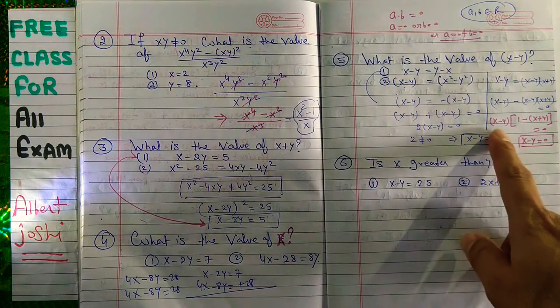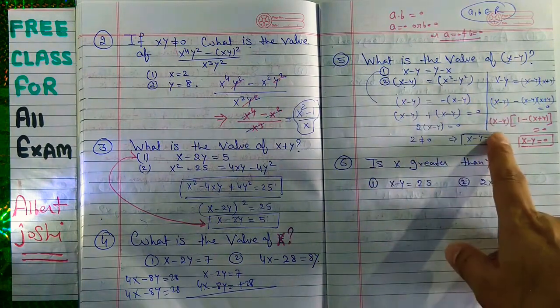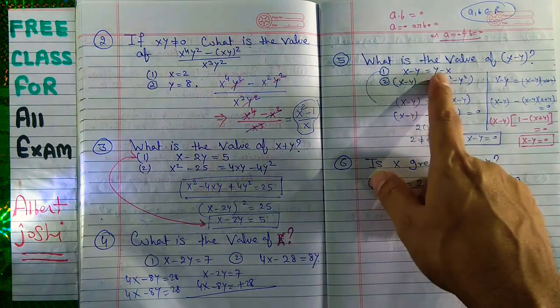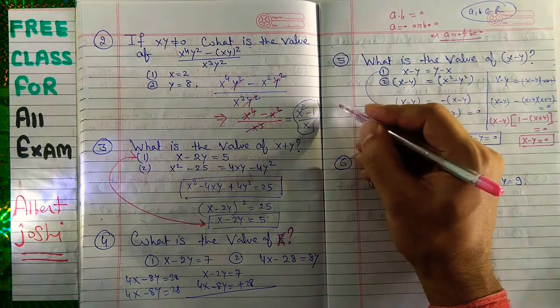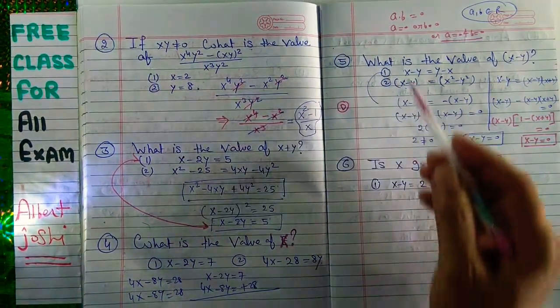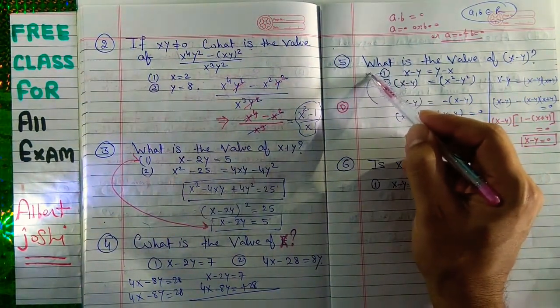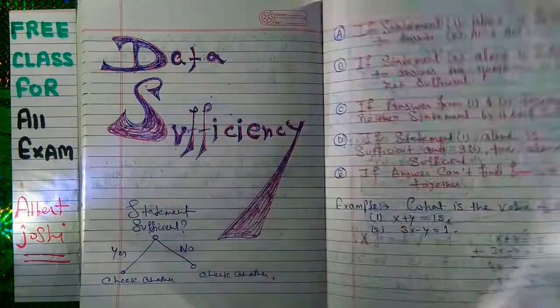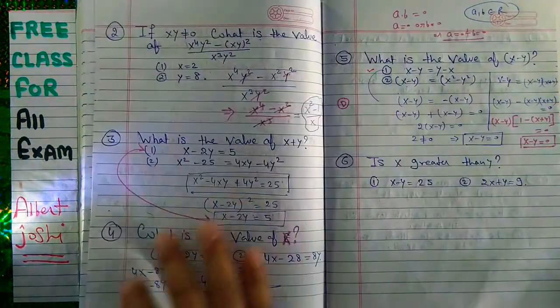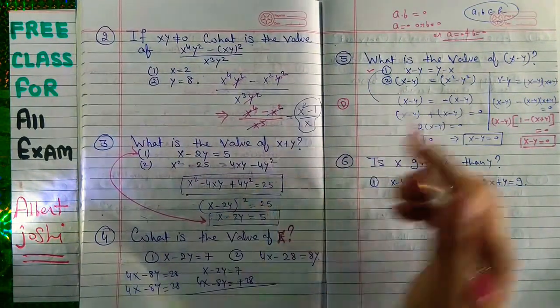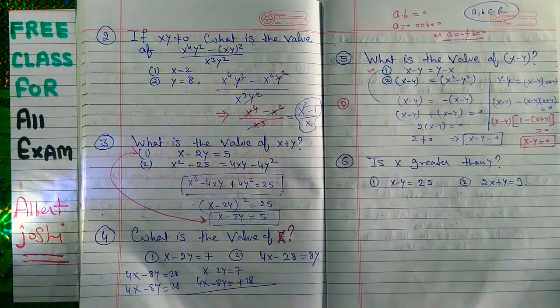So with the help of this, you can also find the value of x minus y. With the help of this also. So your answer will be D. In this condition, some writers have written only that the answer is A, if this is sufficient, but according to mathematics, your answer will be D.